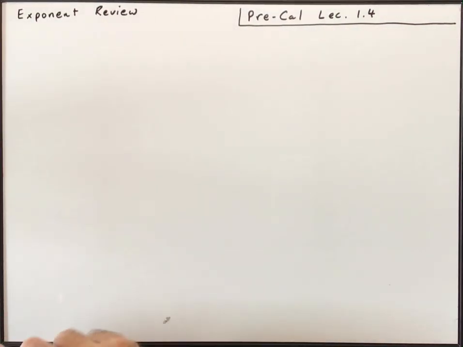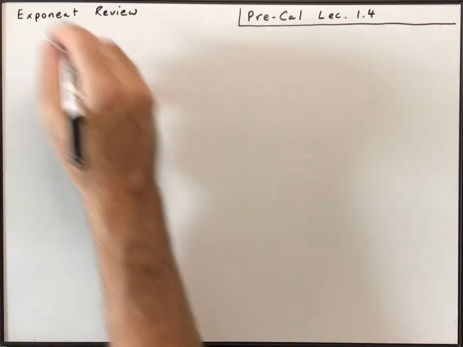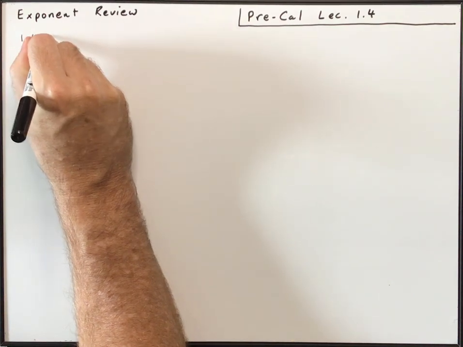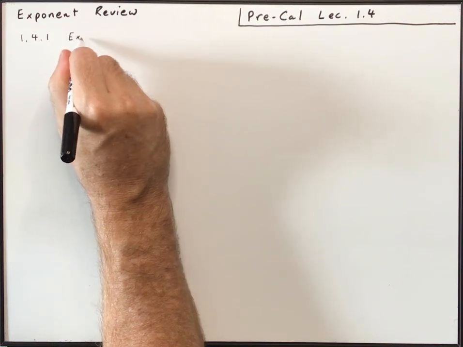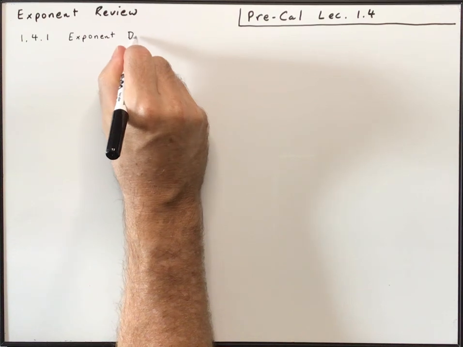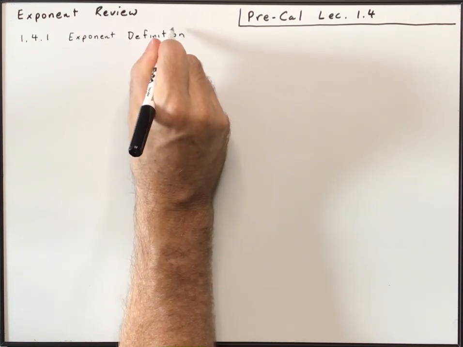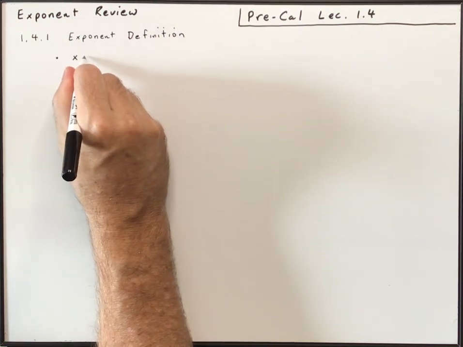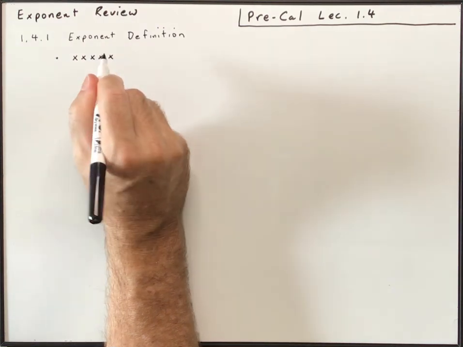Alright, so all you're going to need is a pencil and a piece of paper. So we'll go with section 1.4.1. We'll call this exponent definition. I'm not really going to write out a definition here, but let's say that we have x times x times x times x times x.